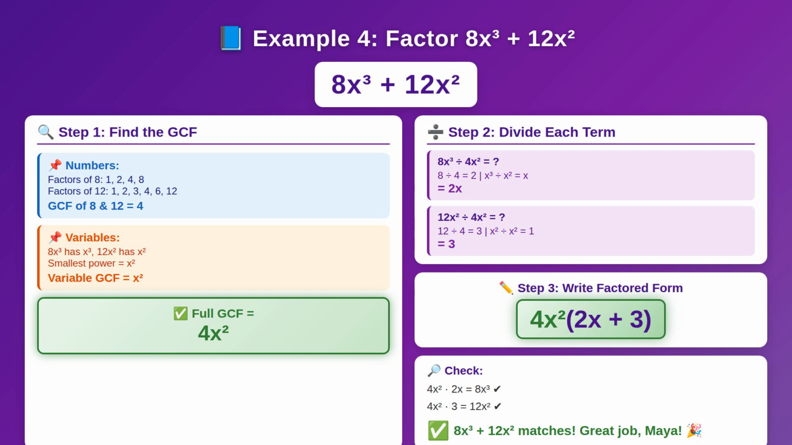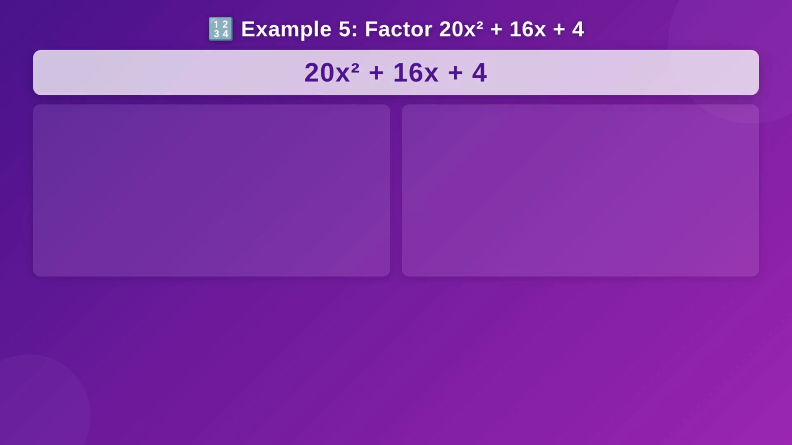Step 2. Divide each term. 8x cubed divided by 4x squared. 8 divided by 4 is 2, and x cubed divided by x squared is x. That gives 2x. 12x squared divided by 4x squared. 12 divided by 4 is 3, and x squared divided by x squared is 1. That gives 3. Step 3. Write 4x squared times the quantity 2x plus 3. Check. 4x squared times 2x is 8x cubed, and 4x squared times 3 is 12x squared. That matches.